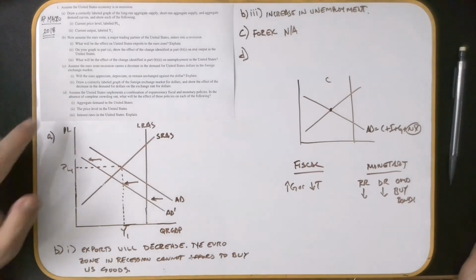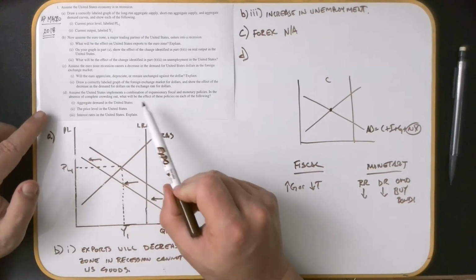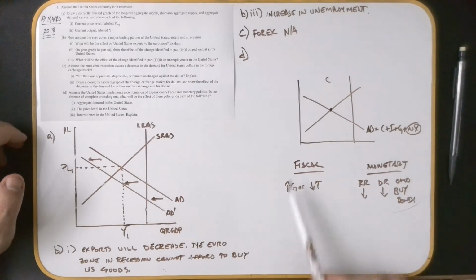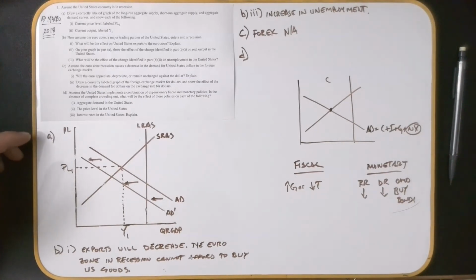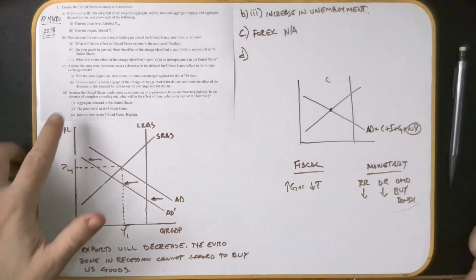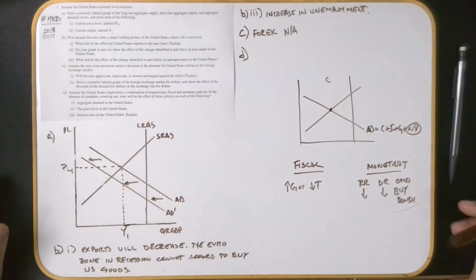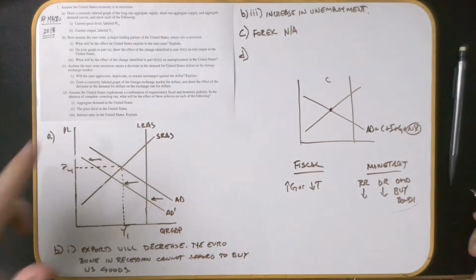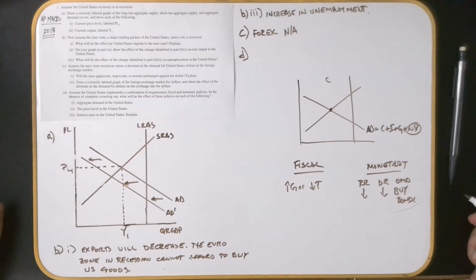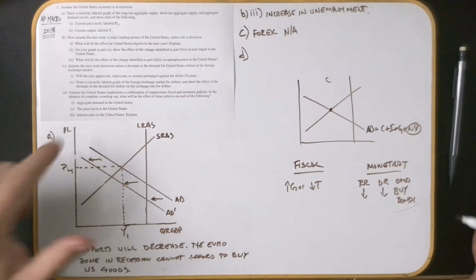So what they're saying for Part D is assume the U.S. implements a combination of both of these approaches. In the absence of complete crowding out, what will be the effect of these policies on each of the following? Now, I don't think that this was necessary to say, but that confused some students. And so the key word is complete. So let's just see if we can agree on these. Now we only have to explain the last one.